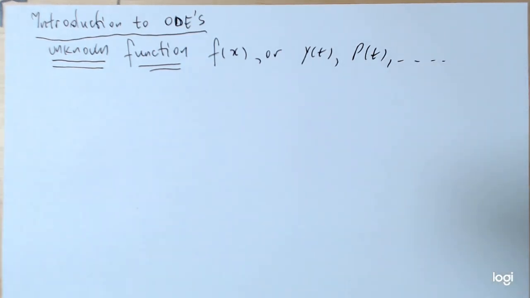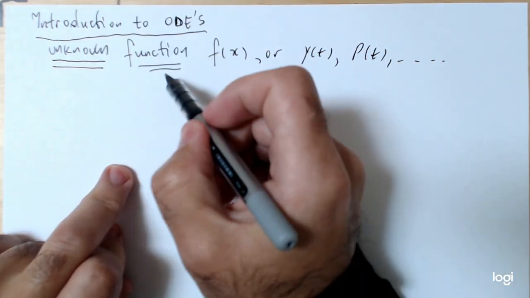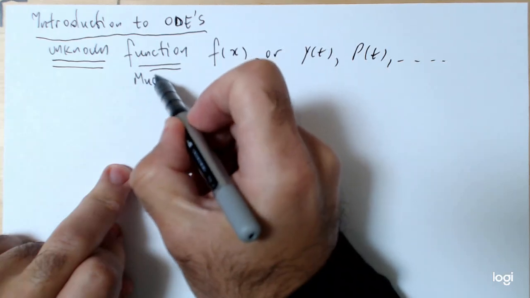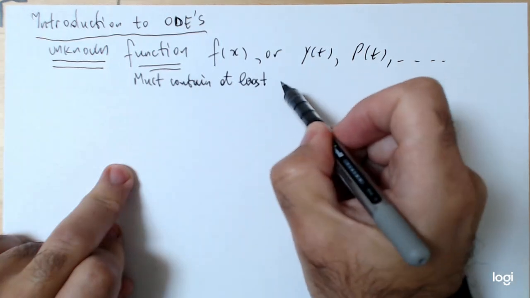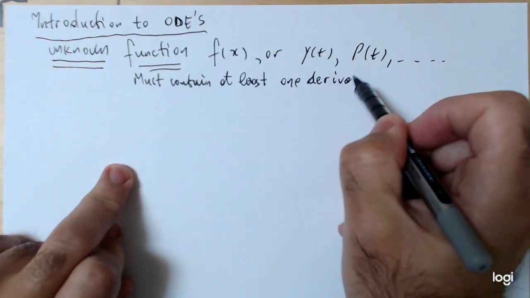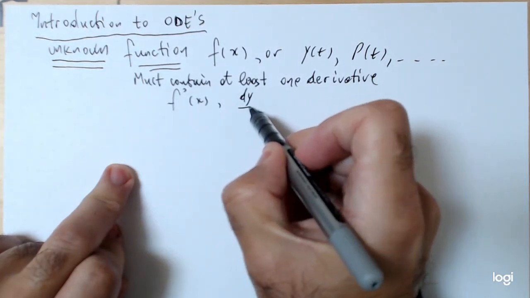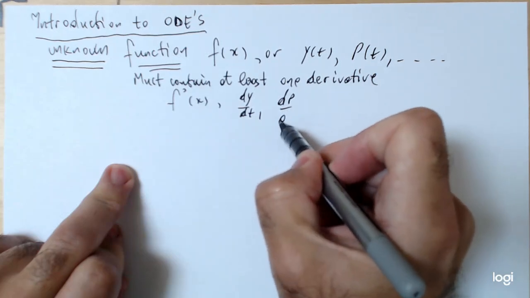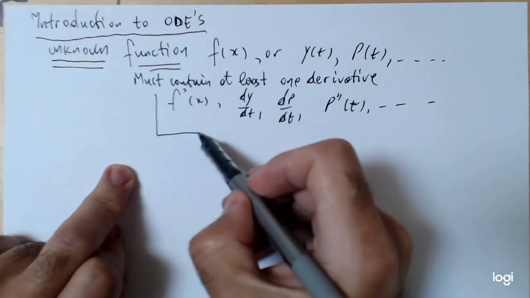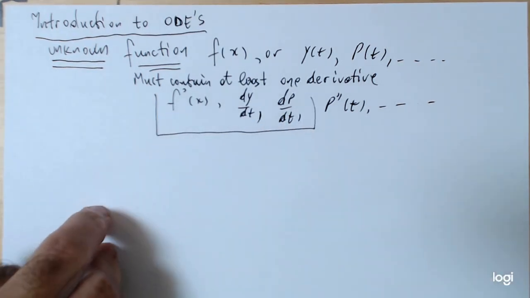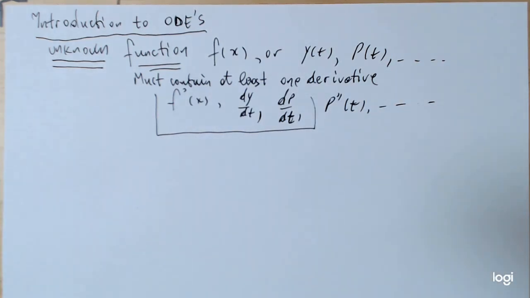So the unknown is a function, and for the equation to be called a differential equation, the equation itself must contain at least one derivative of this unknown function. So the equation should contain terms like f prime of x, dy dt, dp dt, p double prime of t, and so on. We're going to focus just on equations that contain only the first derivative, because these are the ones that appear in the models that we're going to work with.